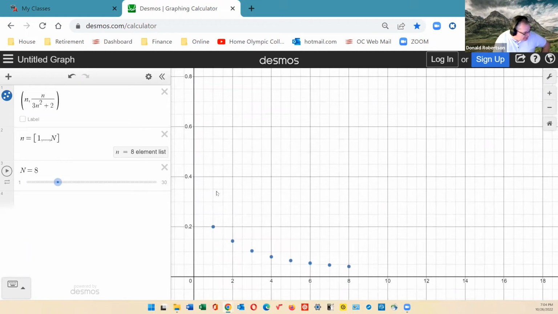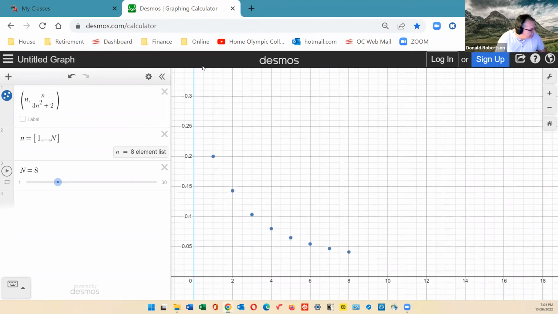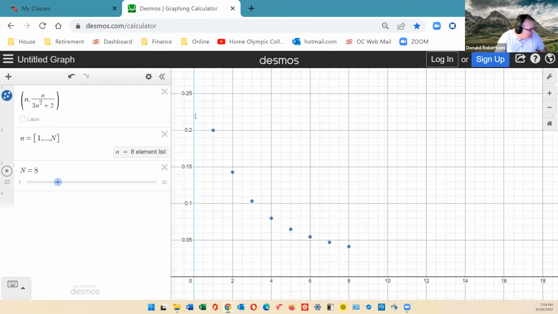Right, what you're seeing here is actually a plot of the first 8 terms. Now, do you see the first one's about 0.2, and then it's decreasing? Let's change that scale even more. There. Would you agree that based on at least the data that you can see, and let's add in some more points. There, that's even better. Would you agree that this is decreasing?